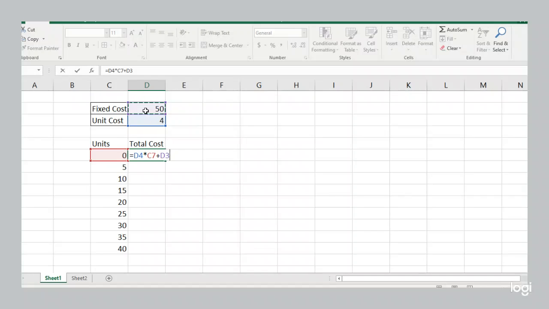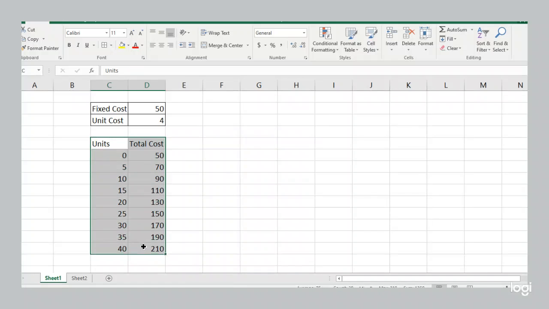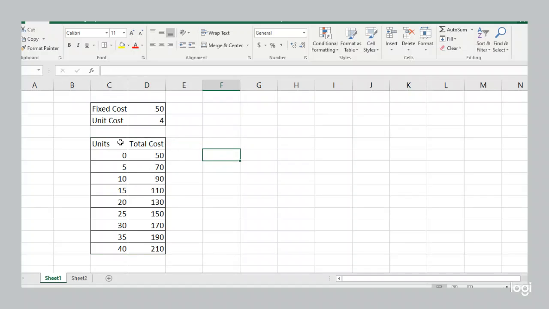Now, as we copy and paste this formula, we want unit cost to remain referencing the same cell, and we want fixed costs to be referencing the same cell. So we'll add these dollar signs here. And copy and pasting that formula, we have total cost, how that depends on the number of units produced.